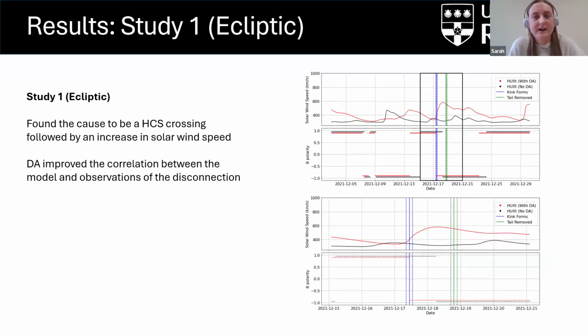When we ran the solar wind conditions at the comet during this time, we found that the disconnection event was caused by a heliospheric current sheet crossing. And not only did we find the cause of disconnection, but we also found that when we added data assimilation, the model output correlated better with the observations, with the timing and the solar wind structure being in the correct place at the correct time. This was great.